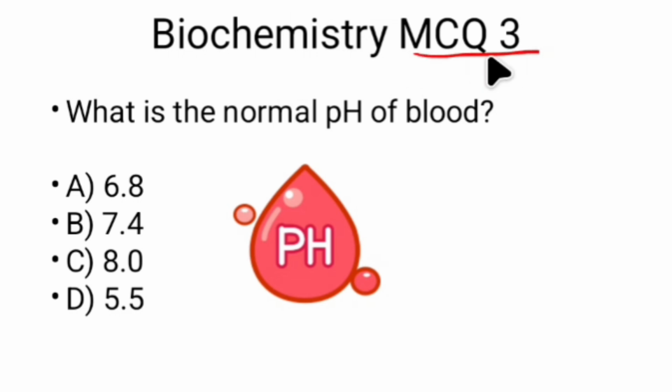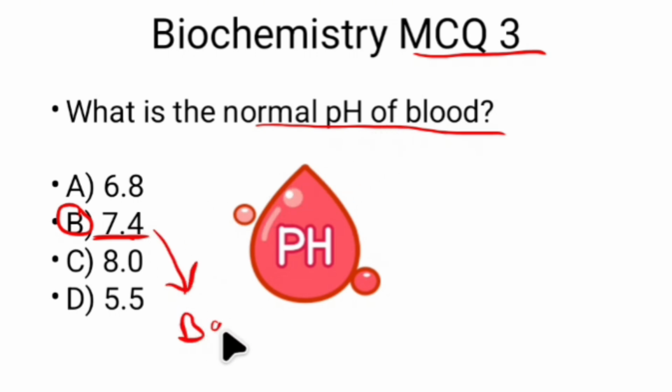Question number 3. What is the normal pH of blood? The correct option is B. 7.4 is the normal pH of blood, which is basic in nature. Basic or alkaline in nature.